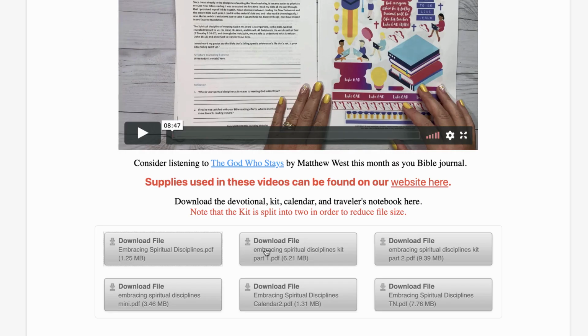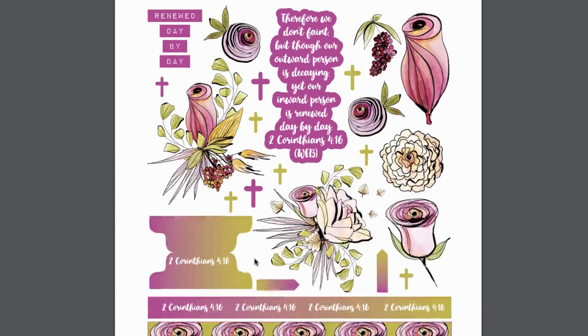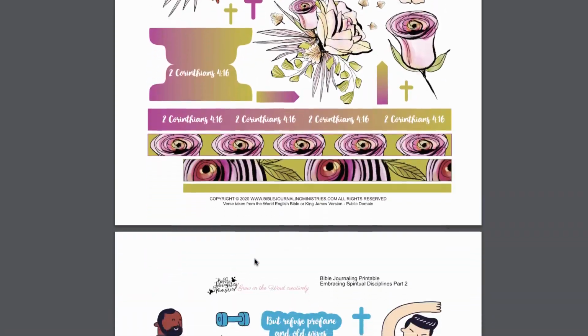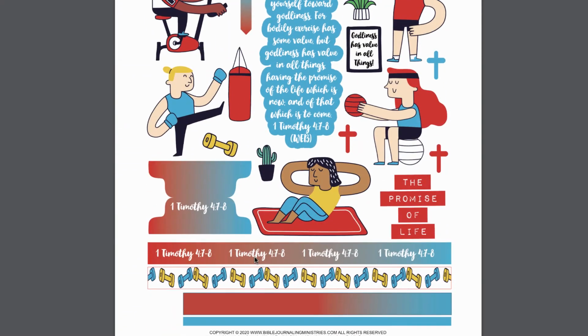Then you can actually download your kit as well. So here is the kit that you would get for the month of August. In this month, we're working on embracing spiritual disciplines. So you'll have your kit that you can download and print at your house as well. And each of these kits go along with the verse, go along with each of those parts.